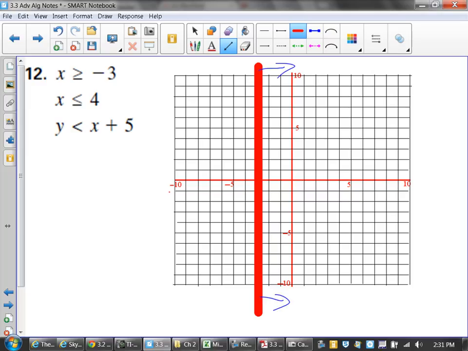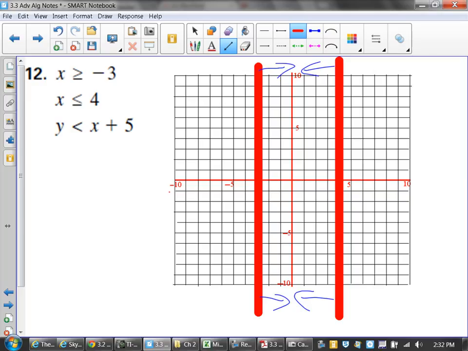So here's what I'm going to do. I'm just going to put those 2 arrows out there for right now, because I don't know where the other overlap is yet. Do the same thing with x is less than or equal to 4. It's a solid vertical line through 4, and it's got to go to the left, because I need numbers smaller than 4. So right now, I have this open top, open bottom space between negative 3 and positive 4. Do you agree on that?